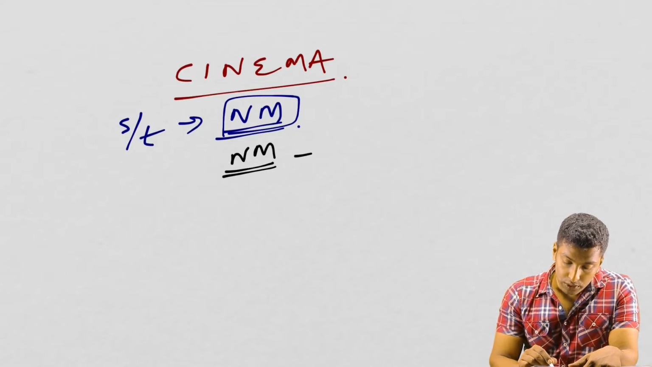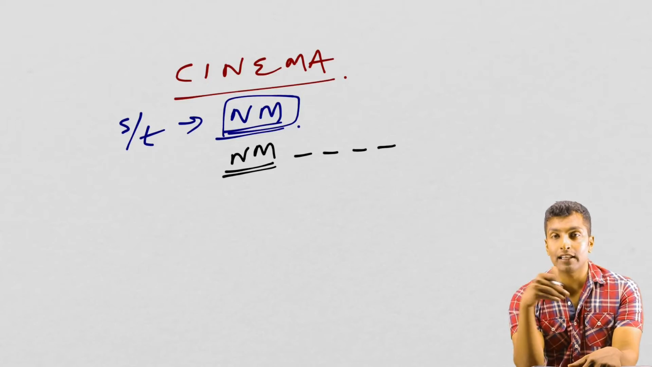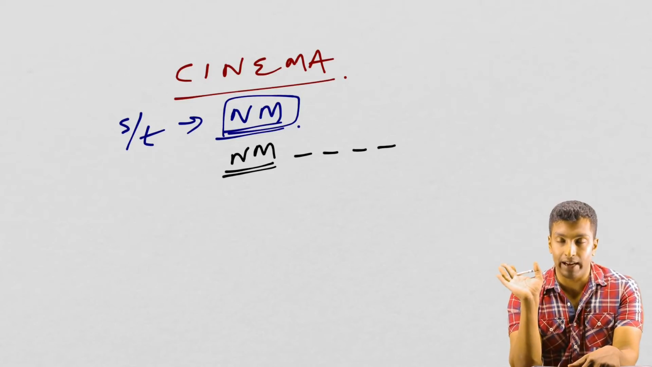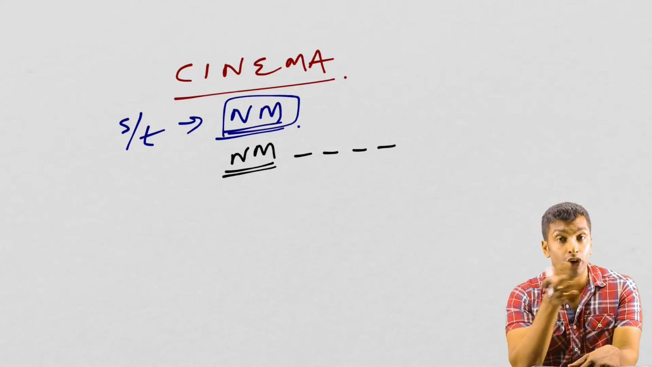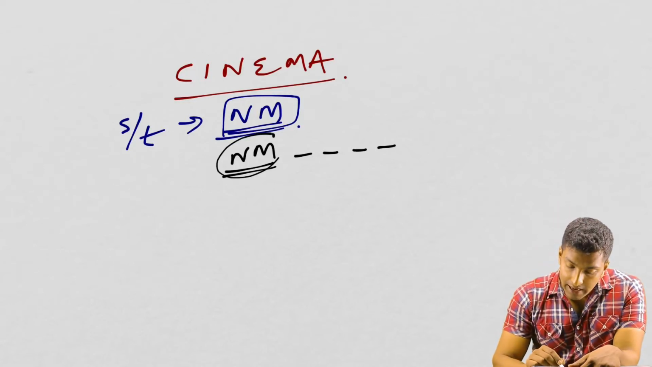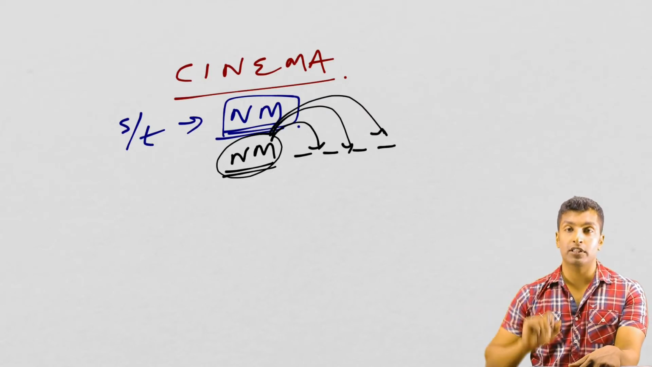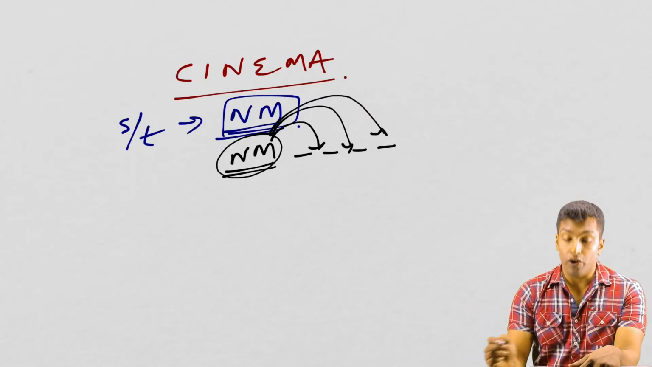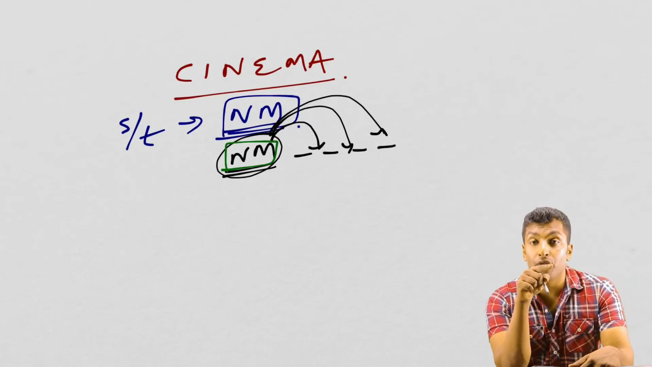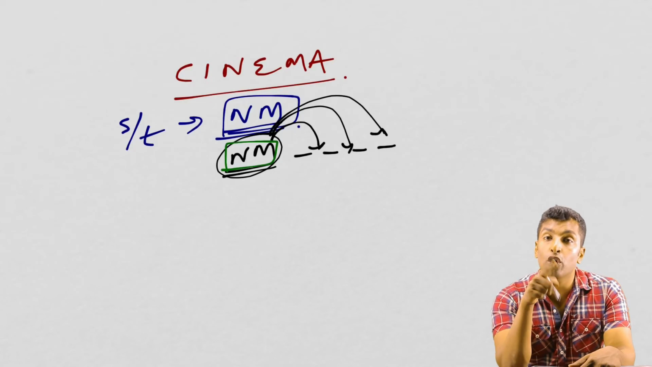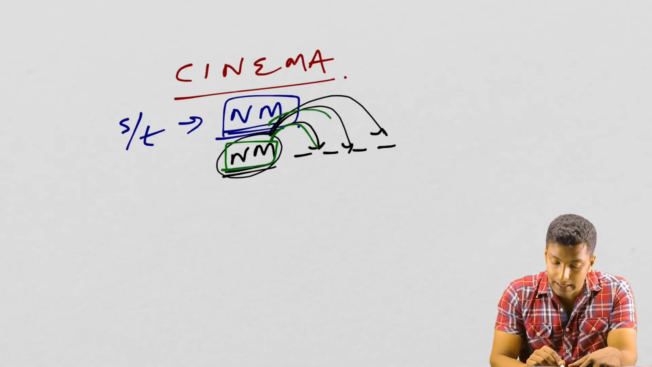Then you have 1, 2, 3, 4 ways in which you can arrange. So N and M should be together, and the other 4 letters you can arrange in the normal way, right? But is there any information saying N and M should come in the beginning? No. That means this N and M can come here, it can come here, and it can come here. So we need to see all those possibilities. For that, we have to take this together as one entity or one letter, and wherever it goes, N and M will go together. So it can be placed here, here, or here.